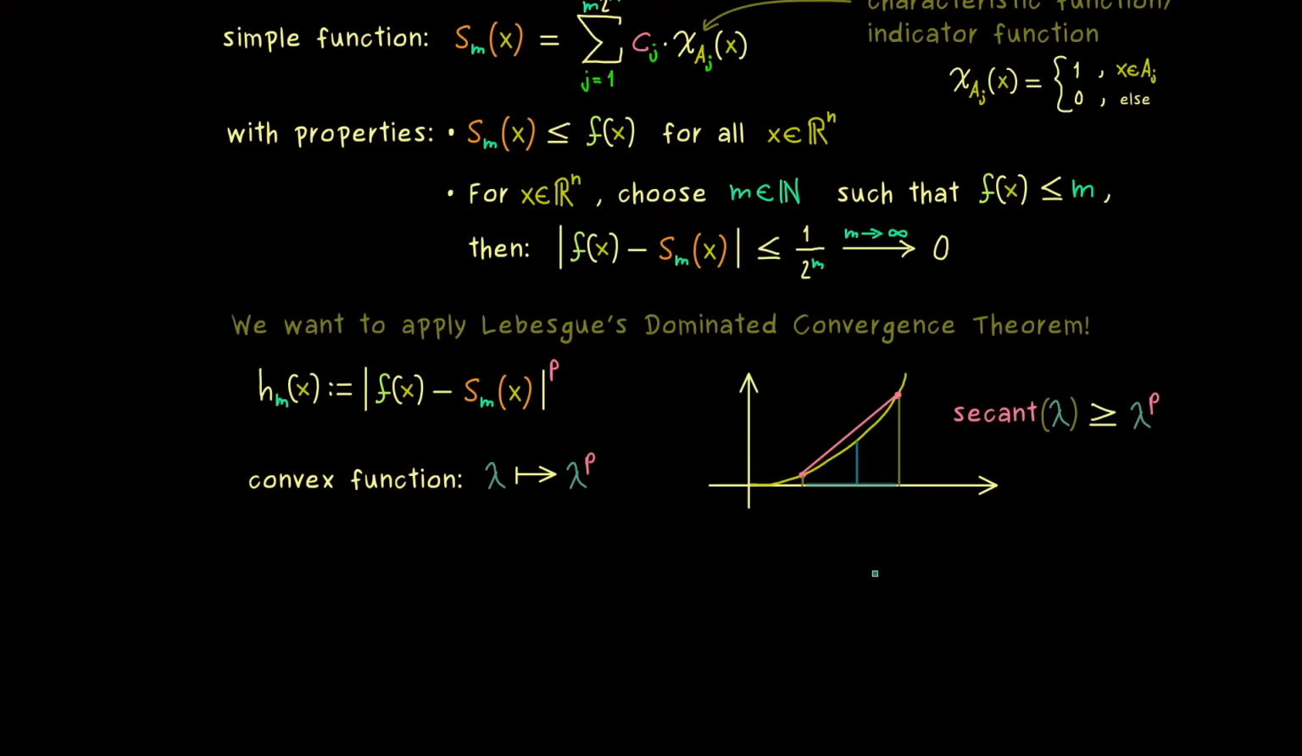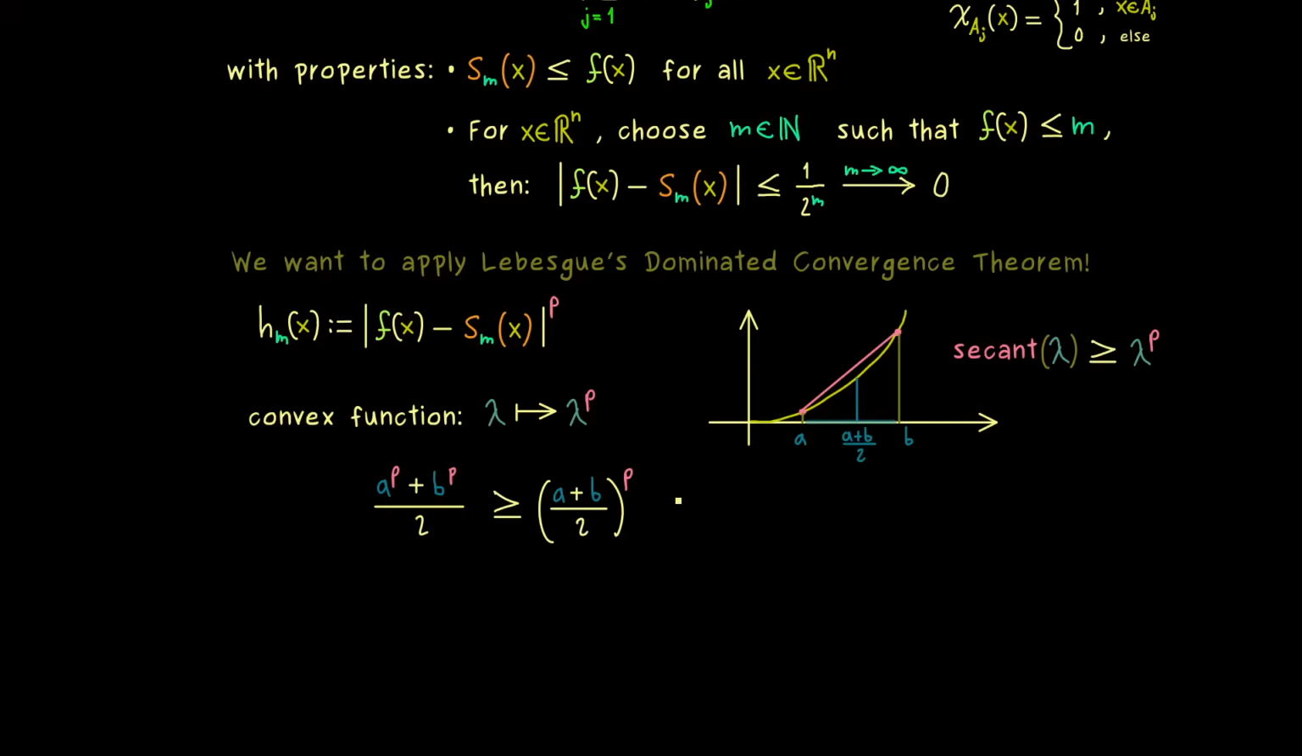And now the idea is simply to apply this fact to the middle point between 2 points. This means if we have a and b there, then the middle point would be (a plus b) divided by 2. And now the convex property tells us that if we put this into our function, then we are definitely not above the value of the secant. And the secant is just the middle point of the line, so we have (a to the power p plus b to the power p) divided by 2. So the result is that this nice inequality holds regardless which points a and b we choose.